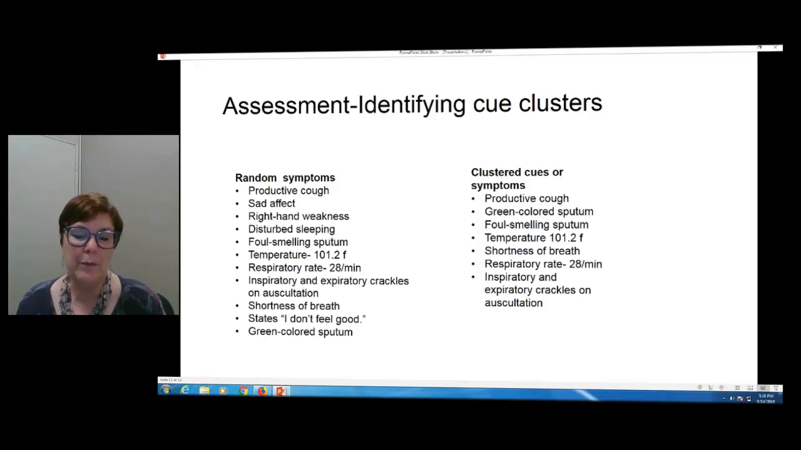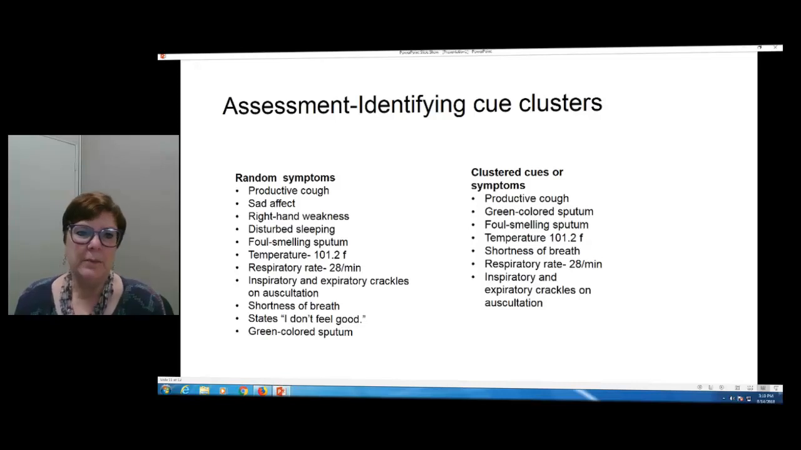So, shortness of breath could be either one. And green colored sputum, those are your objective cues or symptoms. So, your sad affect, your disturbed sleeping, and the statement, I don't feel good, those are your subjective cues or symptoms. You can't measure those. Those are by patient report. So hopefully that kind of helps.